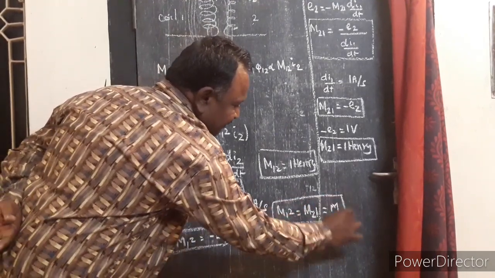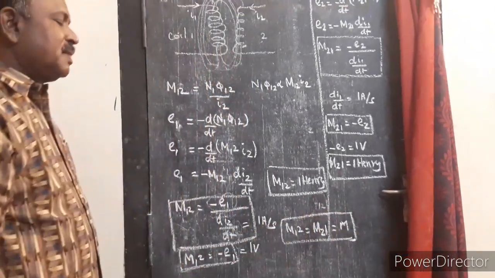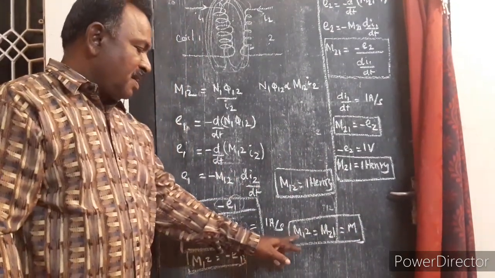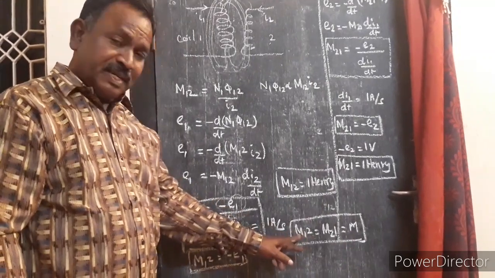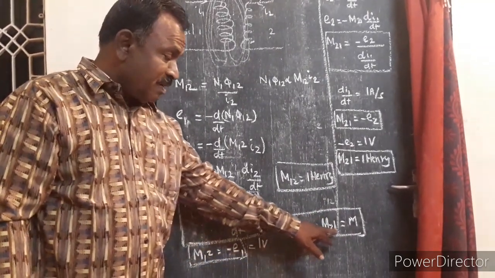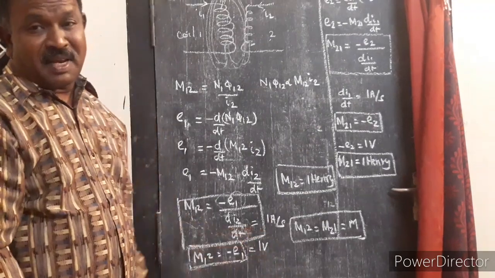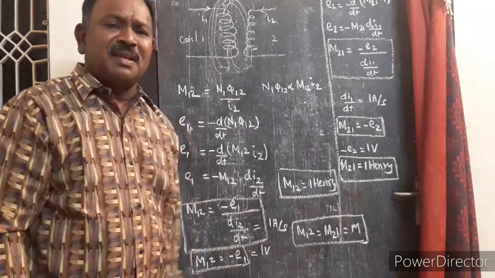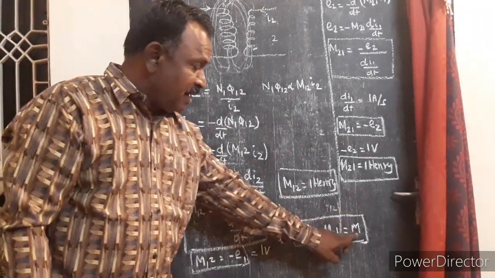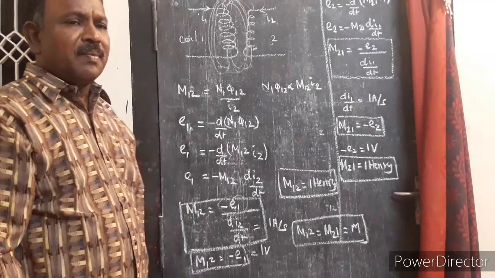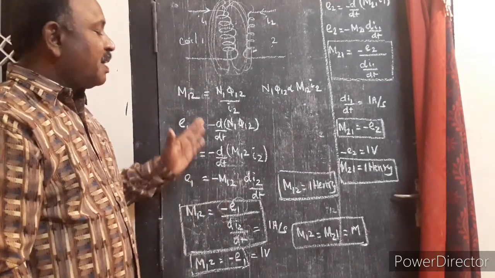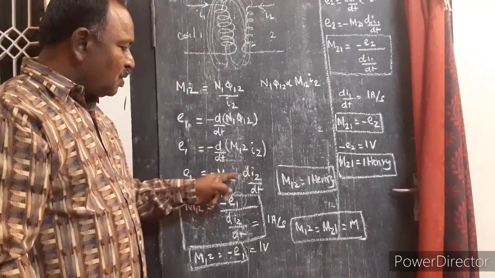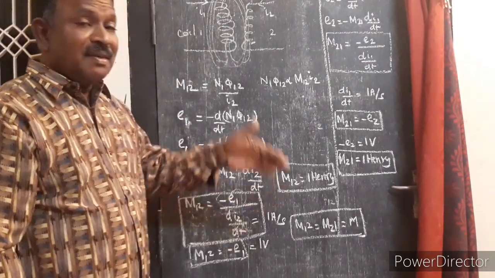So this expression tells us about the mutual inductance of a given pair of coils. So far we have given mutual inductance of the first coil with respect to the second coil, and mutual inductance of the second coil with respect to the first coil. So, when both are equal, we can say in general, mutual inductance of a given pair of coils is equal to the ratio of the induced EMF in one coil to the rate of change of current in the neighboring coil.